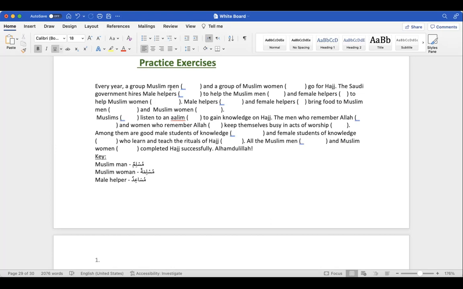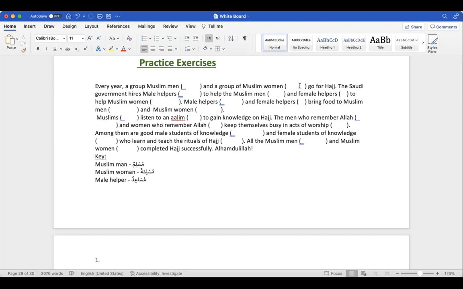Now, group of Muslim men is plural. If you had to write the Arabic version of Muslim men, what will you write here? Muslimuna. You write Muslimuna, you will not write Muslimina, because Muslimuna is the doer, plural, marfu, right? And what about Muslim women? Muslimatuna, is it? No. Muslimatun.